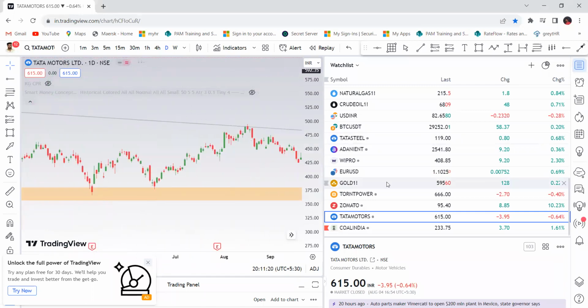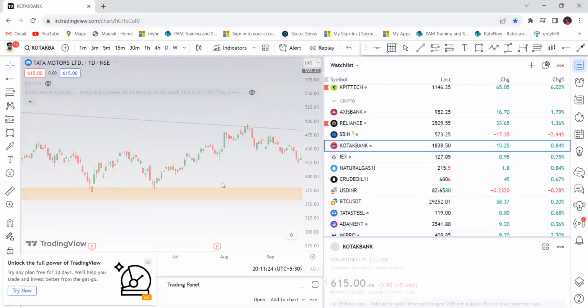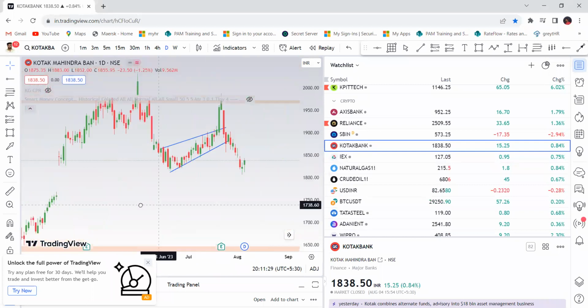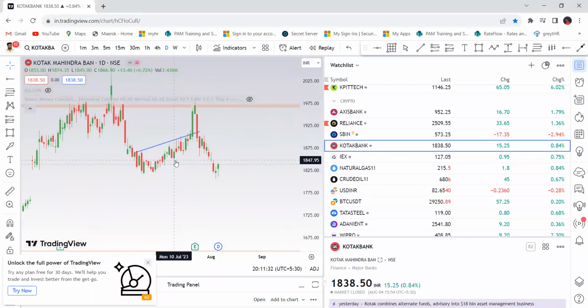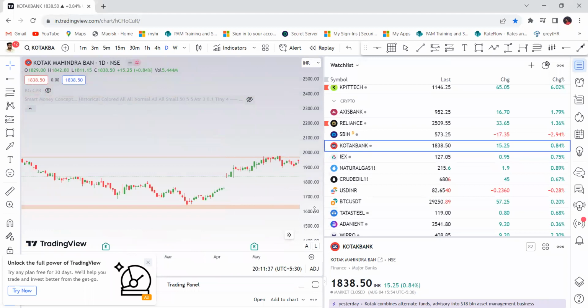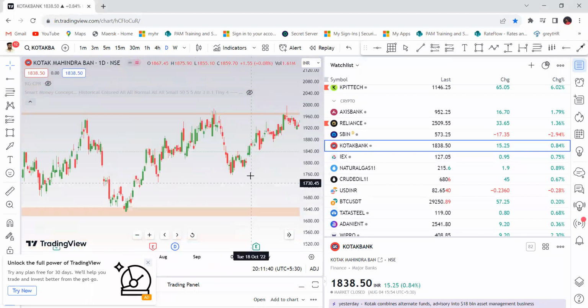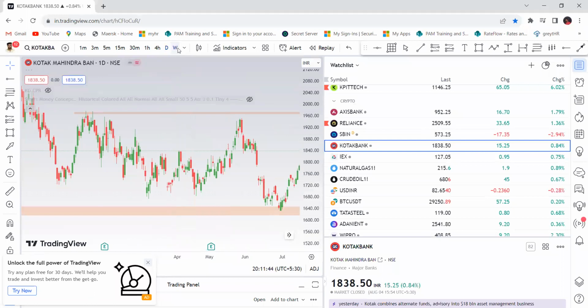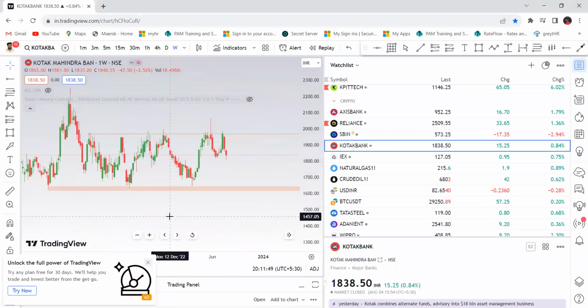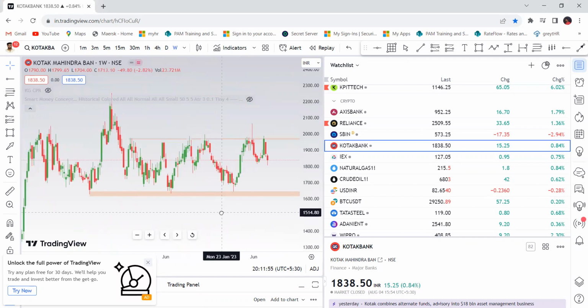Okay, I can't find it here. Let me search in some other stock. Kotak, let's see the Kotak stock. Morning star, morning star. Yeah, this also we can consider as a morning star basically.